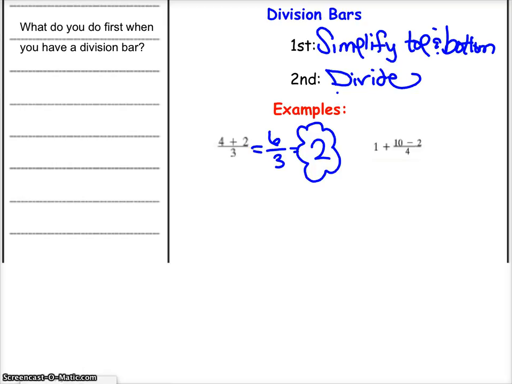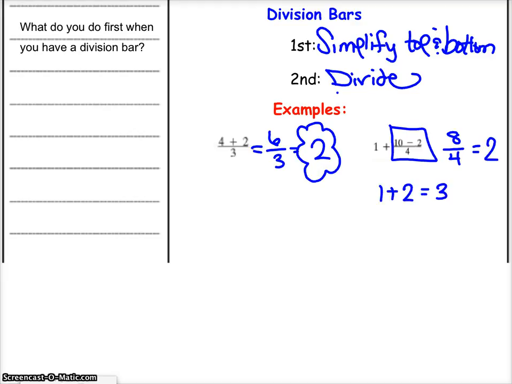Do you see my strategy there? You figure out the top, figure out the bottom if you need to, and then you divide. So now this is 1 plus 10 minus 2 over 4. So I need to figure out what this is first. So I need to figure out the top. What's the top? 8 over 4, which is 2. So I'm going to go 1 plus 2, 3.